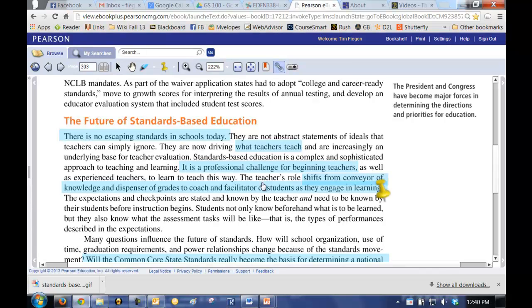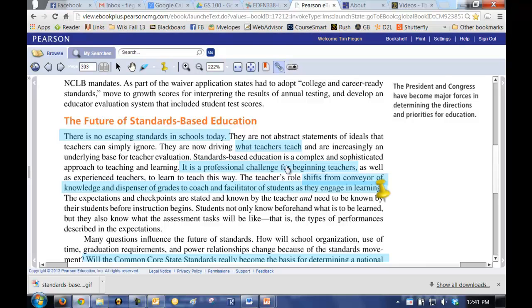There's no escaping standards in schools today, and you know that. There's no escaping it. This is here to stay. It's not going away. They're not abstract statements of ideals that teachers can simply ignore. They're now driving what teachers teach. And that's what's so funny about Common Core. They right away said this is not curriculum, it's standards. And again, you're a problem solver, a critical thinker. You know you can't have standards without having the curriculum, without owning the curriculum. So they will tell you what to teach, and they're increasingly the underlying base for teacher evaluation.